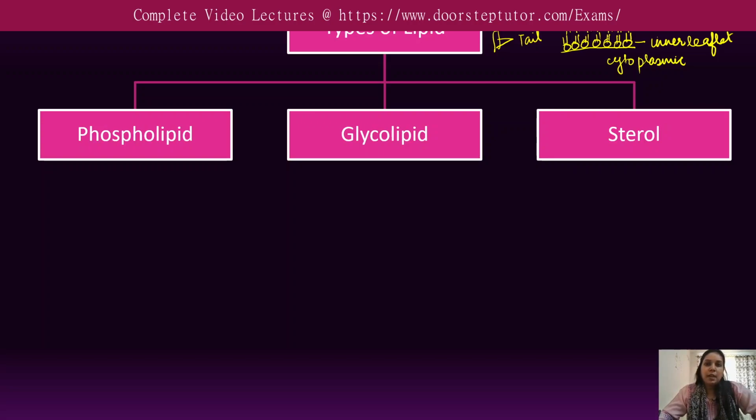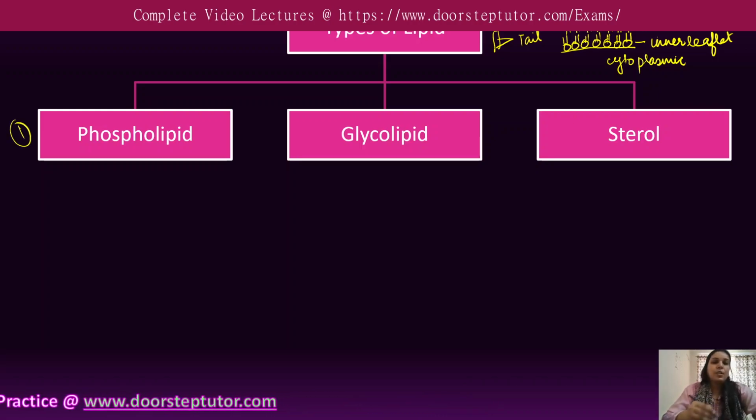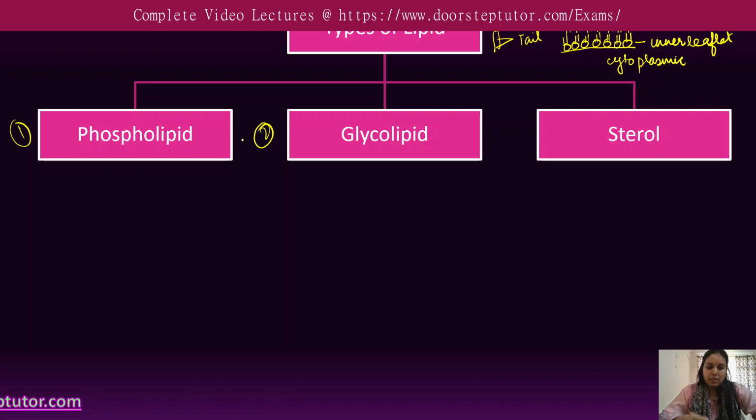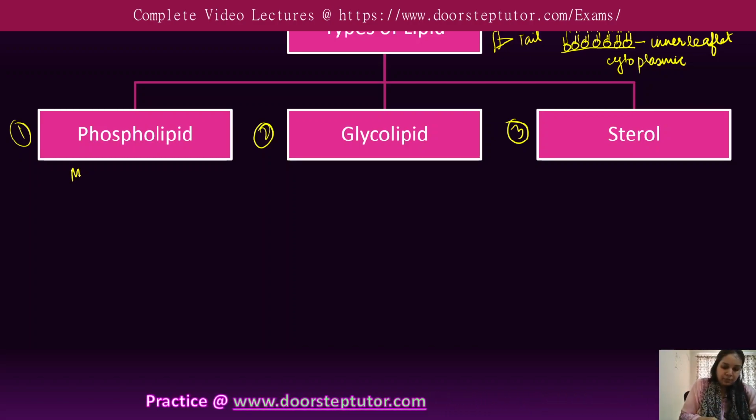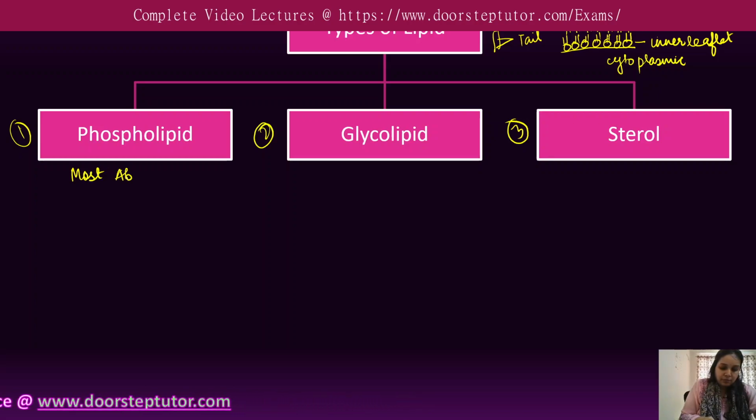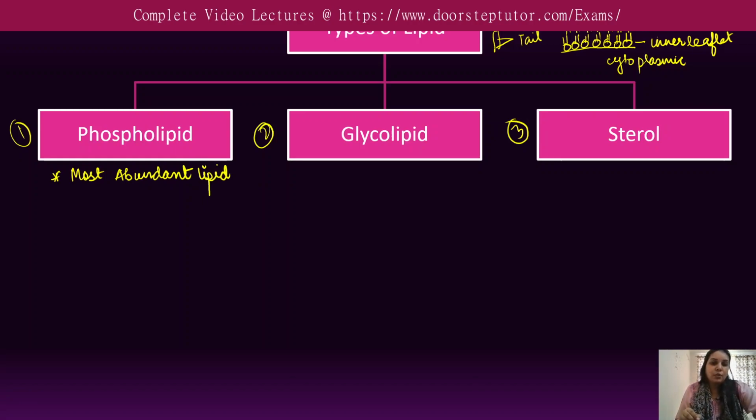Now let's see what the different types of lipids present in the plasma membrane are. First one is the phospholipid. Second one is the glycolipid. And third one is the sterol. Phospholipid is one of the most abundant lipids found in the plasma membrane, and they are further classified into two types on the basis of the backbone.